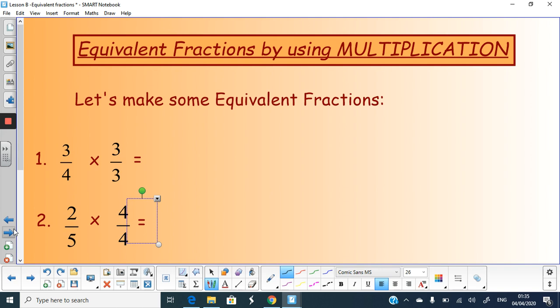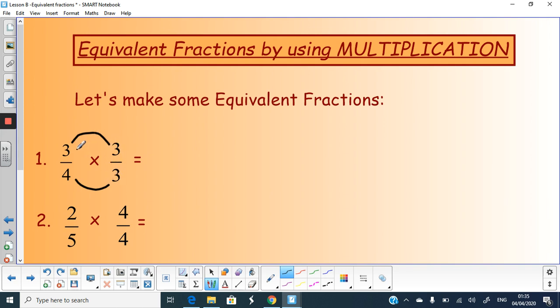So do you want to do some examples? So next, this time we'll make some equivalent fractions. This time I took a fraction 3 over 4 and I am multiplying the numerator with 3 and I am multiplying the denominator with 3, right? I can write the fraction like this, okay?